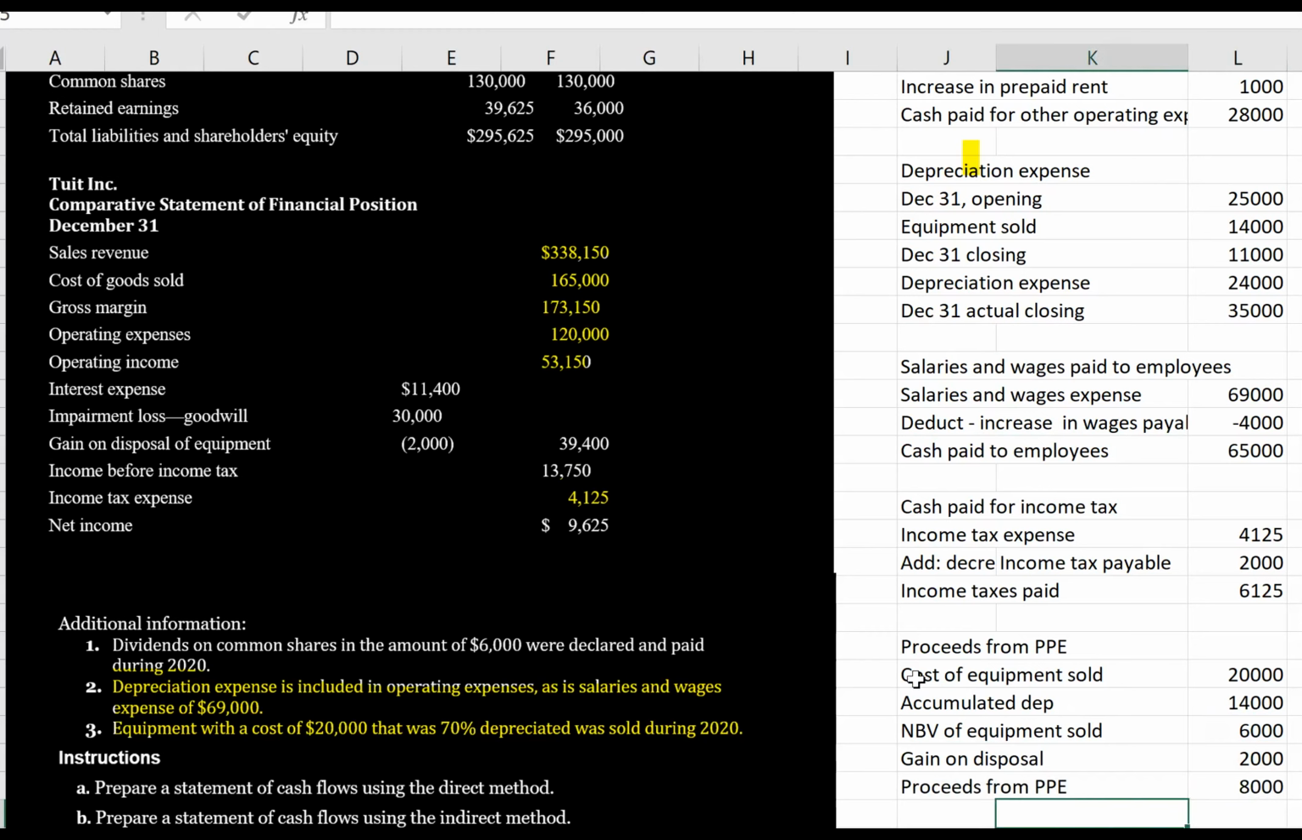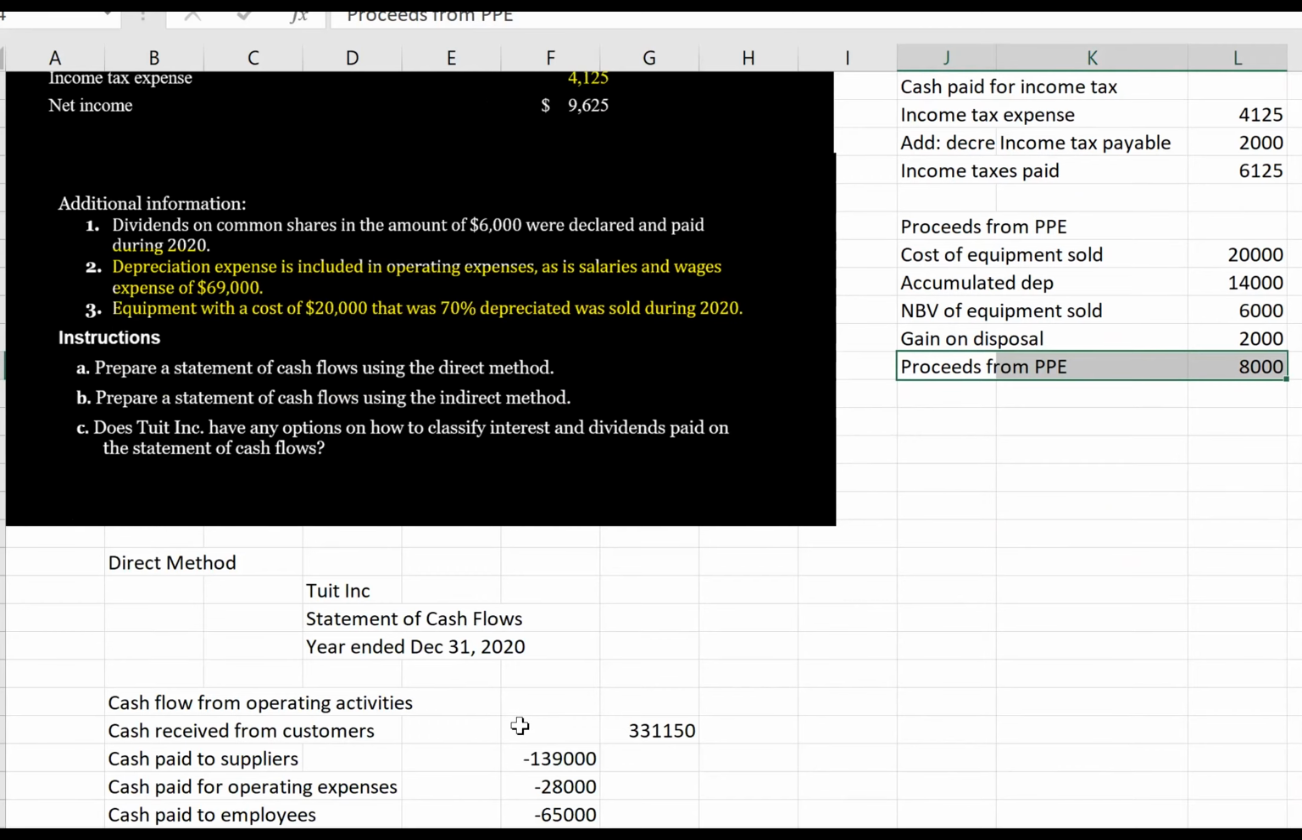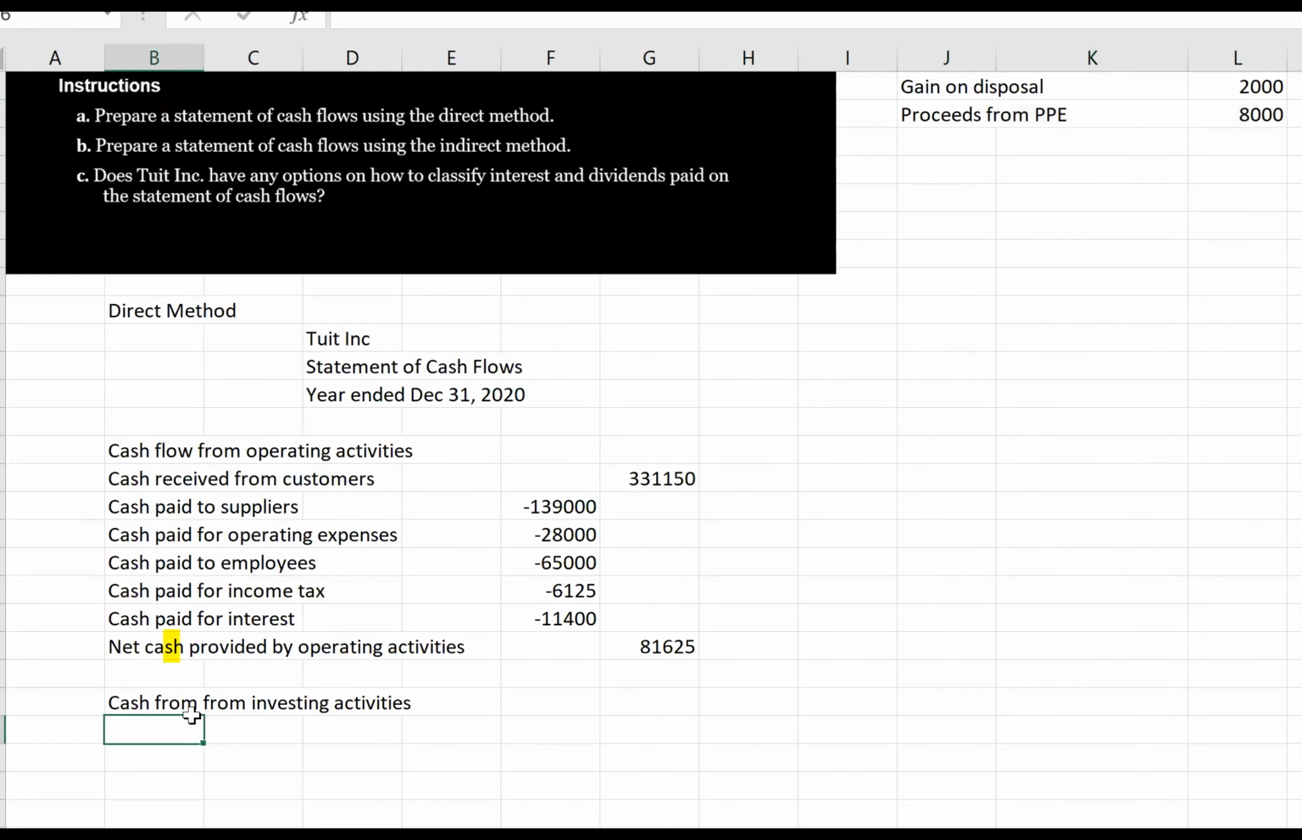So do you see how that happened? So we said, okay, what's the cost? We were told here that the equipment had a cost of $20,000 that was sold. And we're told that it had been 70% depreciated. So that's why we've taken off the accumulated depreciation to say, okay, what was that net book value? Because if we have the net book value and we can add the gain, then we can figure out how much cash we got for the equipment, which is this $8,000. And so we can take that right down to our statement here. So we're going to have proceeds from sale of PP&E, and we're going to have 8,000.